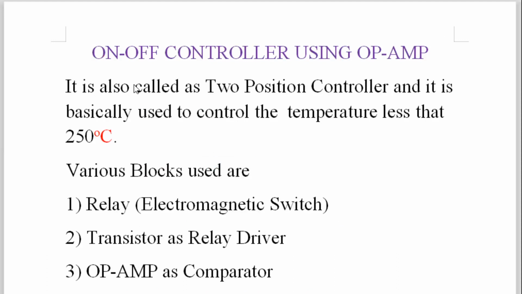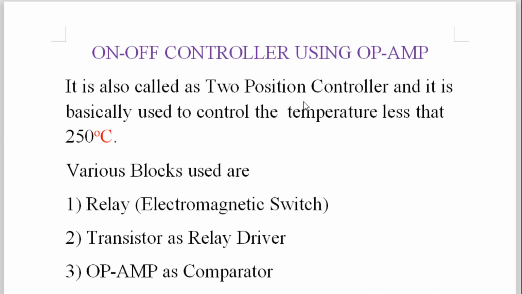So the next topic is on-off controller using operational amplifier. This on-off controller is also called a two-position controller. So only two decisions are taken: either the AC main switch is turned on or the AC main switch is turned off.